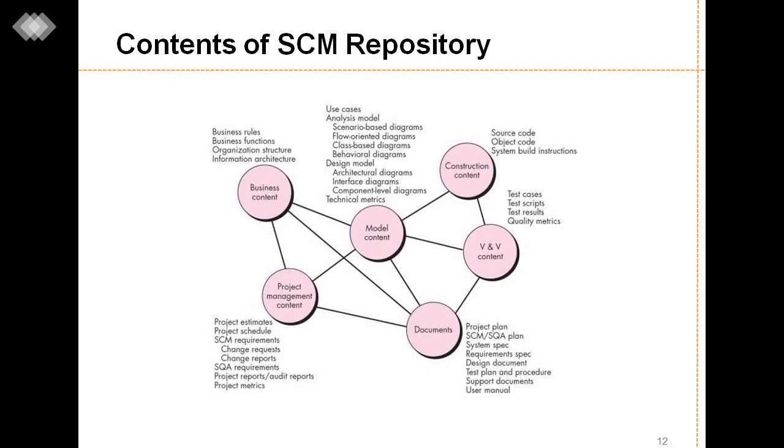In model contents, it includes use cases, the analysis model which is based on scenarios, flow-oriented diagrams, class-based diagrams and behavior diagrams. The second is the design model, which includes architectural diagram, interface diagram, component level diagram, and technical metrics. So they are the part of our model contents.